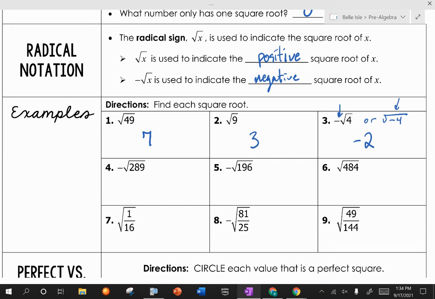Okay, let's do number 4. -17. Okay, what about number 5? -14. And number 6? No, it's just normal 22.